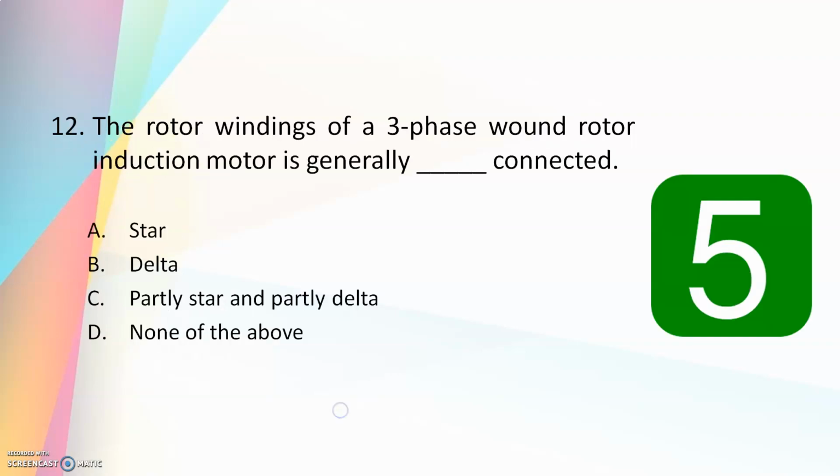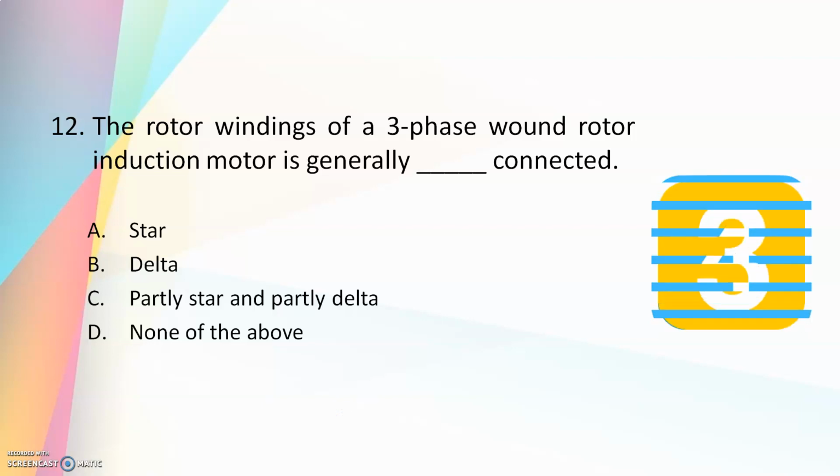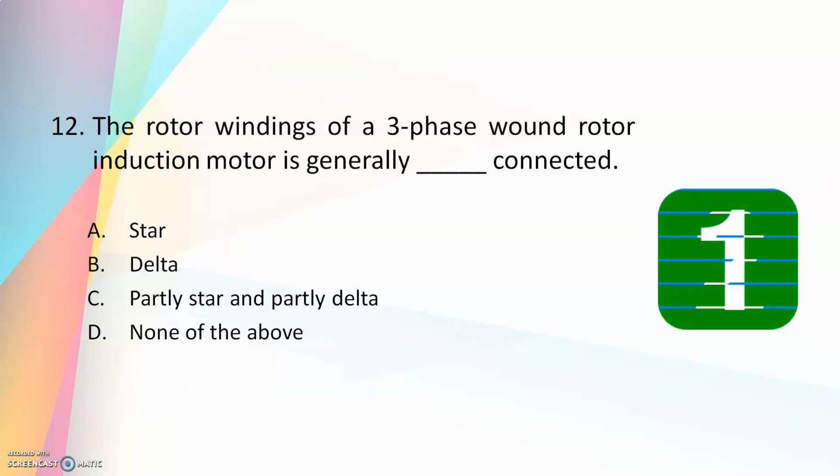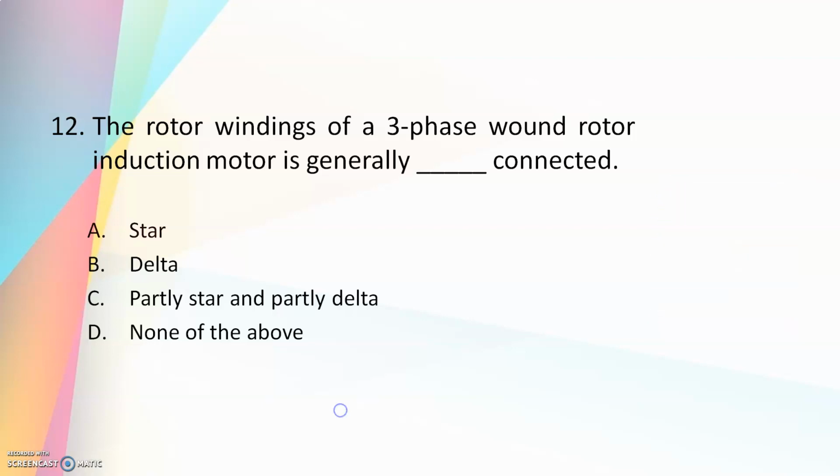The rotor windings of a 3-phase wound rotor induction motor is generally dash connected: star, delta, partly star and partly delta, none of the above. And here you go. And that was a simple question. Normally the wound rotor is connected star in star, and I have shown it at the beginning of this video.